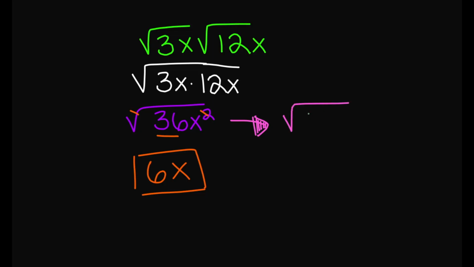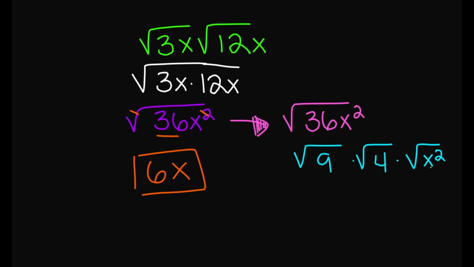Another way that you can solve this, so let's say you have 36x squared, can be simplified into the square root of 9 times the square root of 4, and then you have your square root of x squared here. The square root of 9, this is going to equal 3, times the square root of 4, this is going to equal 2, and then times the square root of x squared. Remember your 2's are going to cancel out, and you'll be left with x. Now when you multiply all of these, so you have 3 times 2 times x, this is also going to give you 6x.